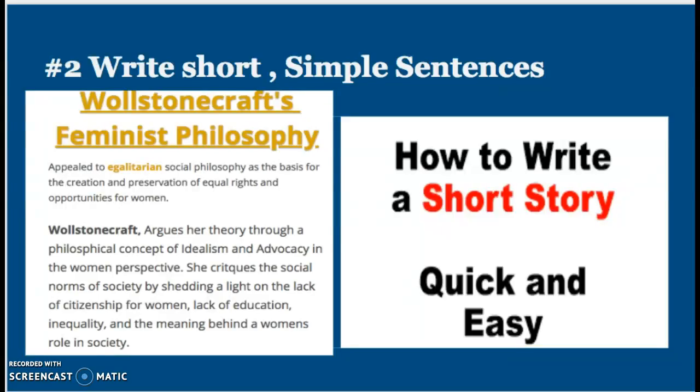Following from that is number 2, write short, simple sentences. The simpler or the shorter, the better is usually best. When anybody glances through research on Google or things like that, it's best just to write simple and easy. Here's another screenshot from my web page. I put Mary Wollstonecraft's feminine philosophy in a short paragraph and summarized it, so anybody who's looking into it could understand it quickly and easily.